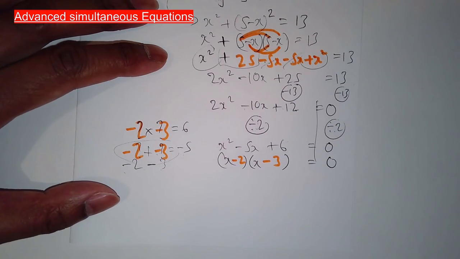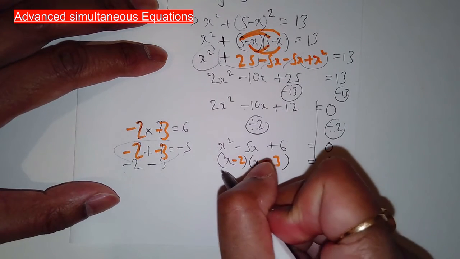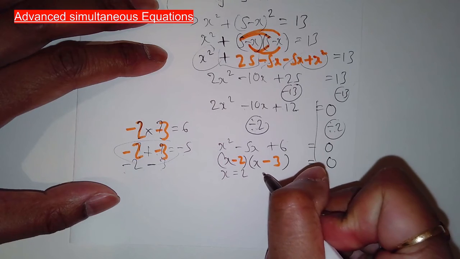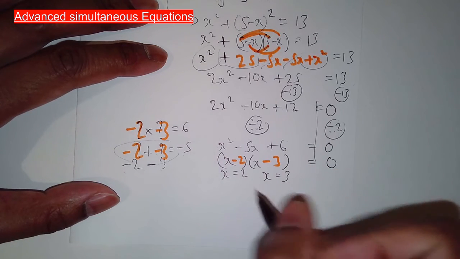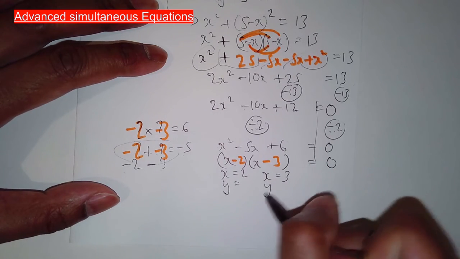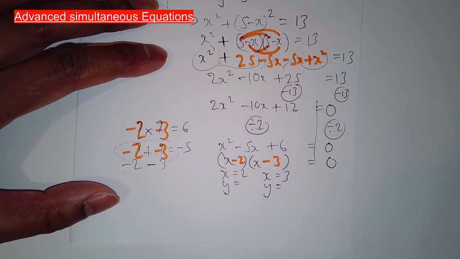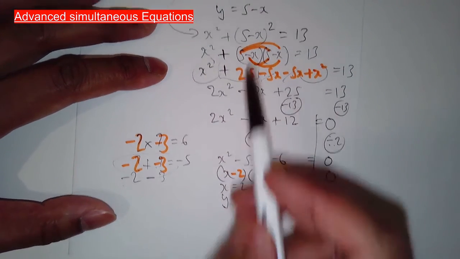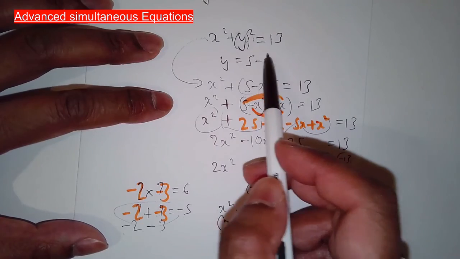Now you've already seen in previous videos how to do this. So x equals 2 and the other x is equal to 3. We need the corresponding values of y now. Choose the easiest equation. Let's go back to our question. That one.